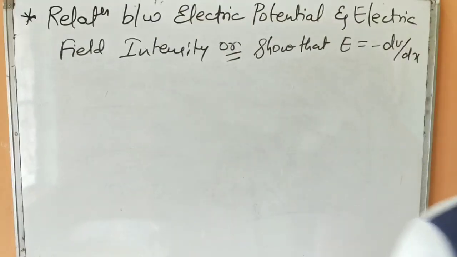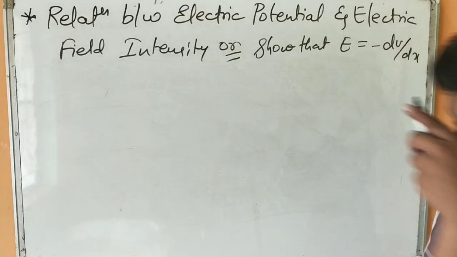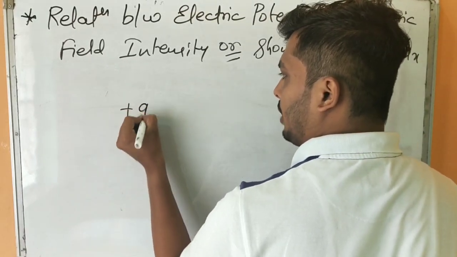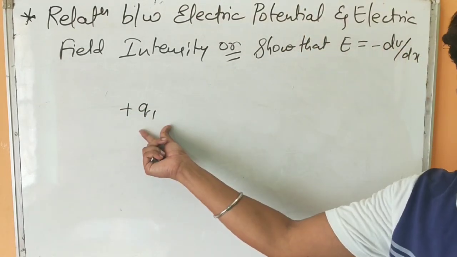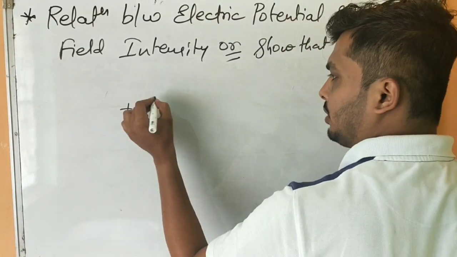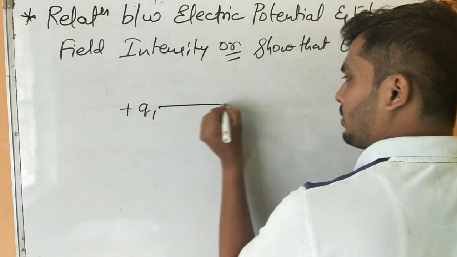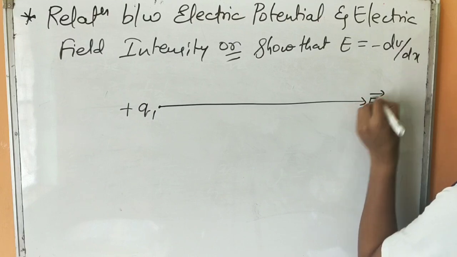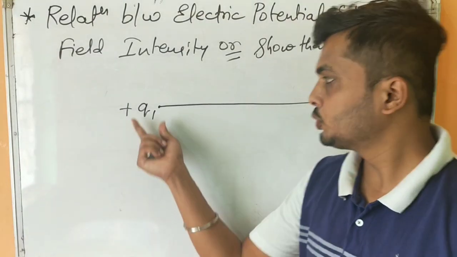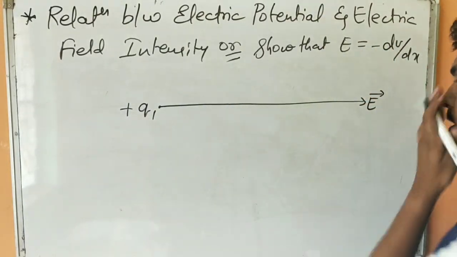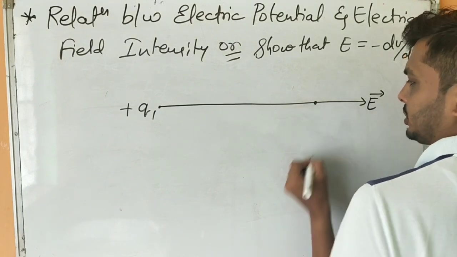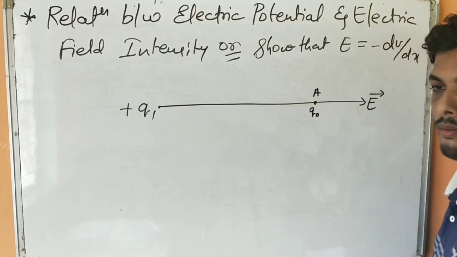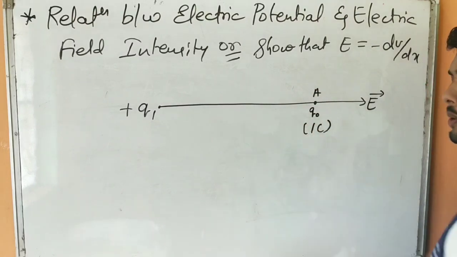Okay, so we'll begin this derivation. Now students, consider I have one charge particle q1 placed at point P. Now this charge particle will give the electric field radially outward, since it is a positively charged particle. So electric field will be radially outward. Now consider I have one test charge q0 at point A, which has a magnitude of 1 coulomb.